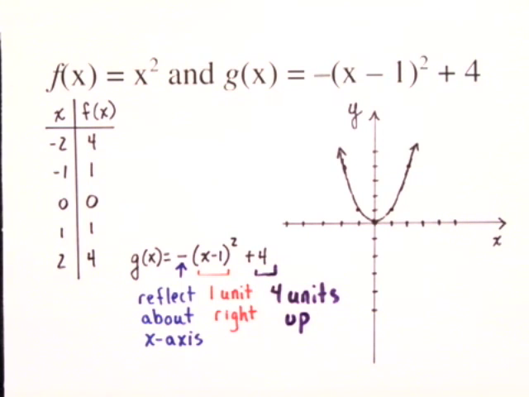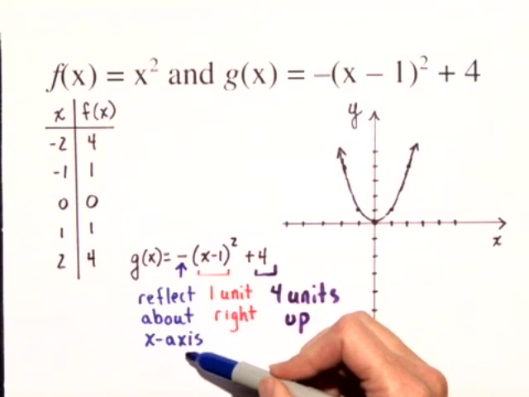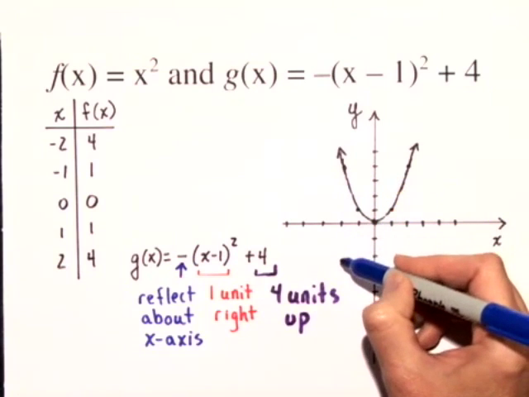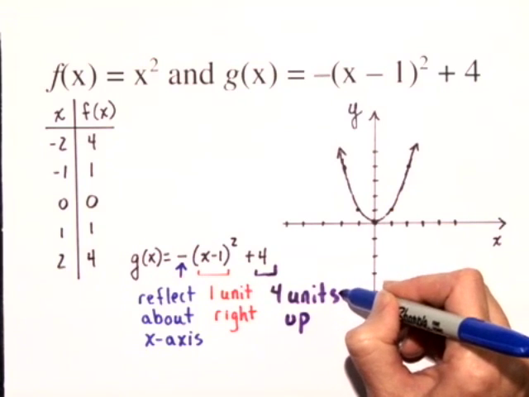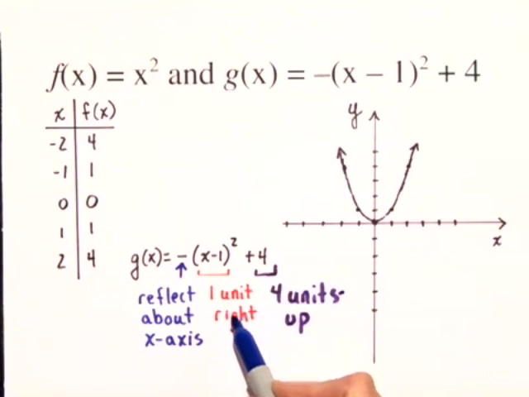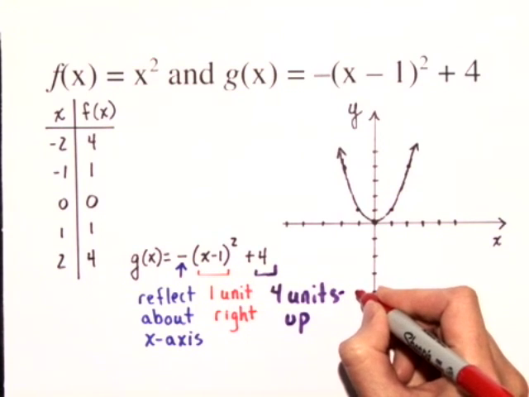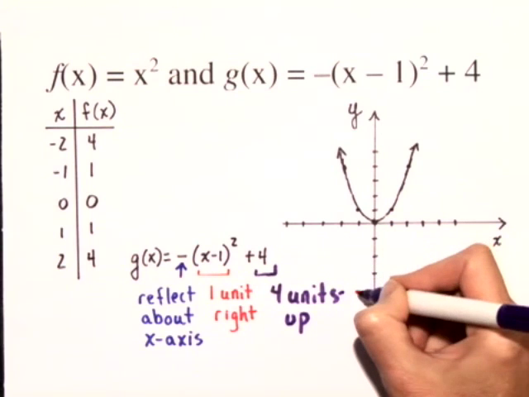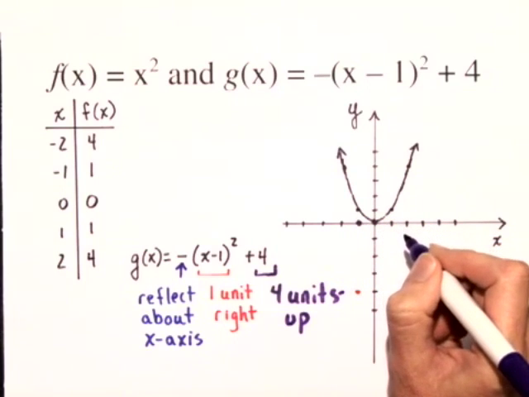So let's start with the point -2, 4. First, the negative sign out in front tells me to reflect about the x-axis. So instead of -2, 4, I'll come down here to -2, -4, right about here. Now I have 1 unit to the right, so I move this point to the right 1 unit. And the final point will be up 4 units. So from this red point, I'll go up 4 units, and there's my new point.